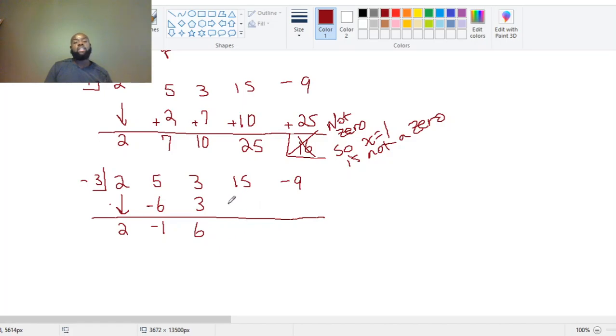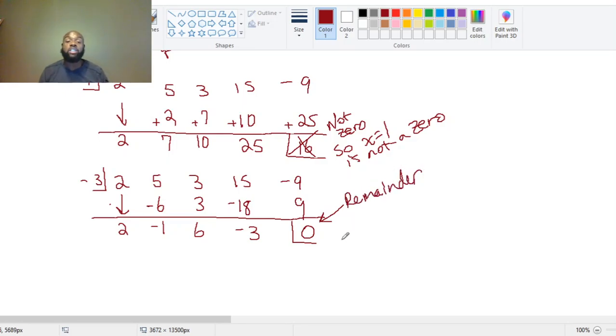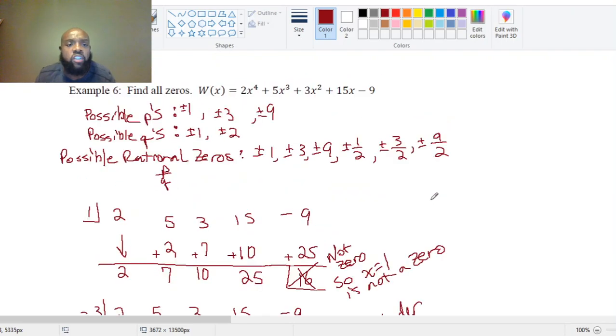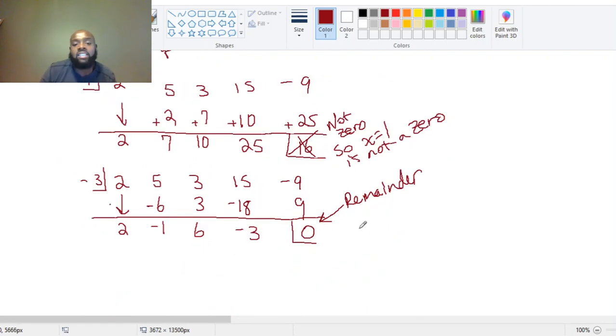6 times -3 is -18. Add those together, I get -3. And -3 times -3 is a +9. Add those together, I get 0. So since this equals 0, that's my remainder. When your remainder equals 0, by the remainder theorem, you know that's the same thing as saying, what's my function called here? W. That means W of -3 equals 0, right? Because the remainder is the same thing you get when you plug your value into your function. And by definition, that is a zero.